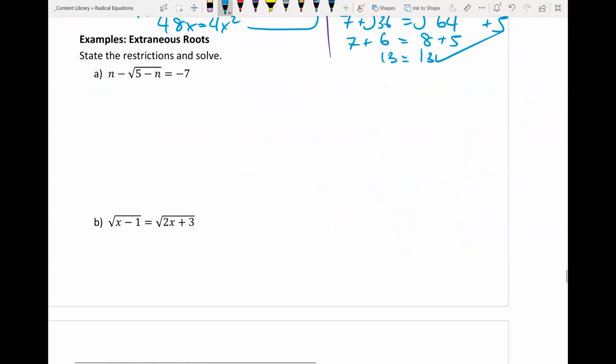Our last type of question we're going to cover are extraneous roots. So we're going to state our restrictions and then solve for them. So our restriction is only going to come from the root sign. Remember, 5 minus n has to be greater or equal to 0. So if I try to solve for n, n is smaller than or equal to 5.